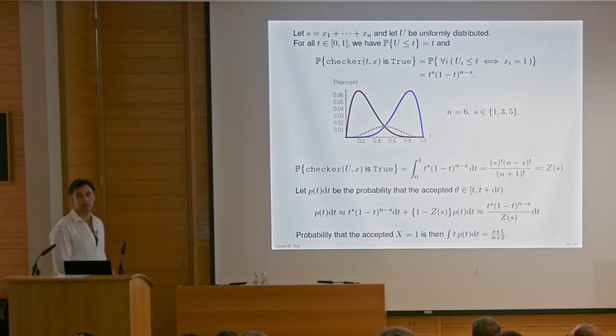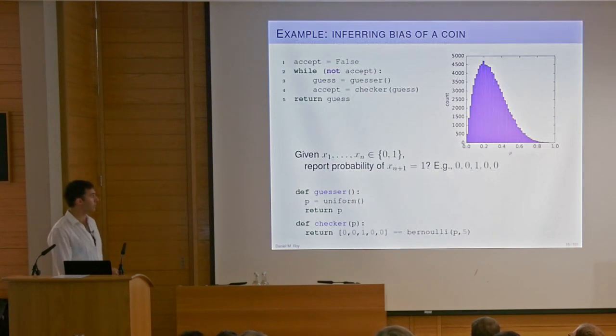That's the probability you're guessing 1. So in this particular case, it's (s plus 1) over (n plus 2). So there's one 1, so you're going to get 2 sevenths. Okay, so you're slightly more likely to guess a 0.